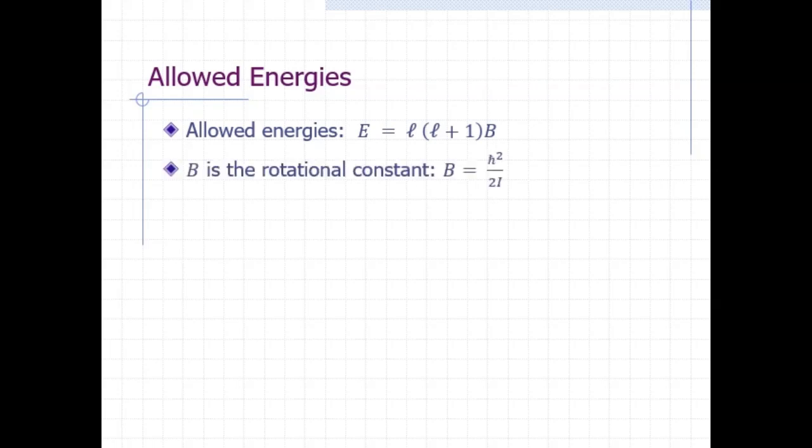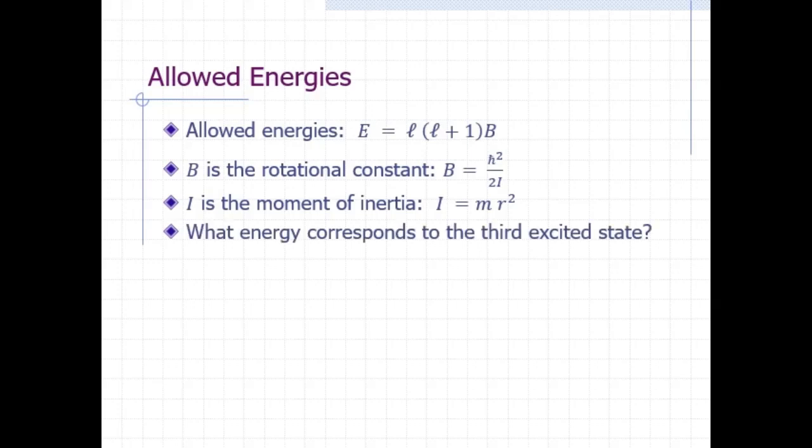The allowed energies for a particle on a sphere can be shown to depend on quantum number L. The allowed energies are equal to L times L plus 1 times B. As with the particle on a ring, B is the rotational constant, which is equal to h bar squared over 2I, where I is the moment of inertia, which is equal to mass times the square of the radius of the sphere. So what would be the energy for the third excited state?